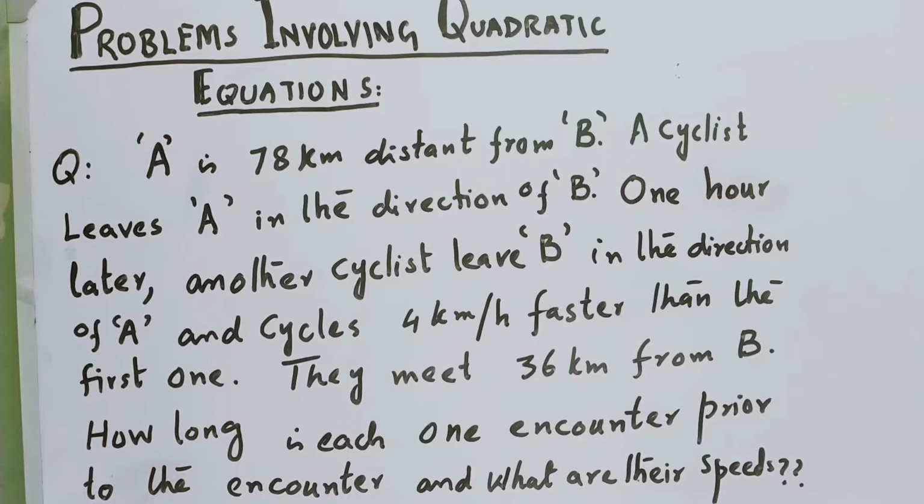A cyclist leaves A in the direction of B. 1 hour later, another cyclist leaves B in the direction of A and cycles 4 kilometer faster than the first one. So the first cyclist is moving at some speed, and the second cyclist is moving 4 kilometer per hour faster than the first cyclist.